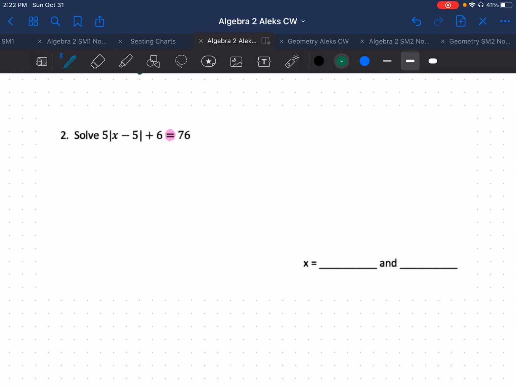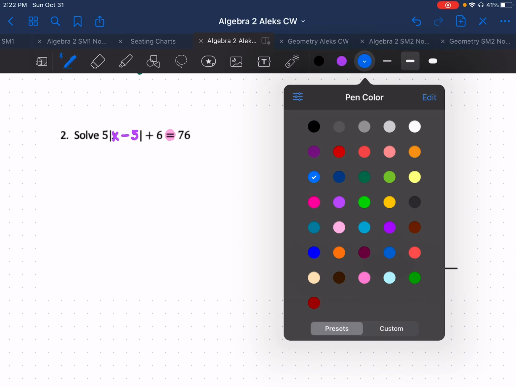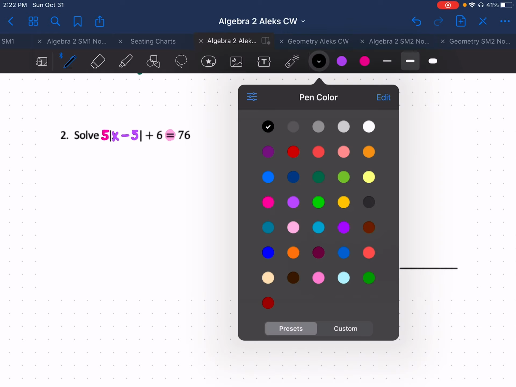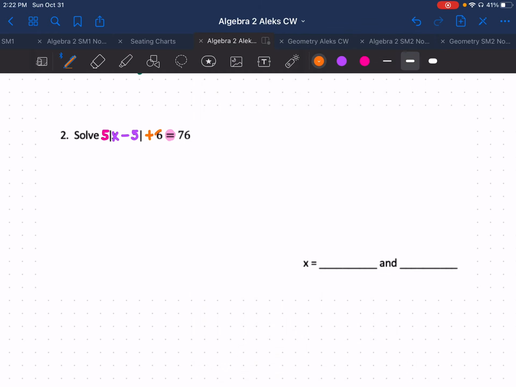Before I can go ahead and solve this, remember I have to make sure that the absolute value is by itself. Alas, it is not. I have to get rid of the 5 in the front, and I have to get rid of the plus 6 that's after the absolute value. So I'm going to draw my line, and I can think of this like 5x plus 6 equals 76. To solve that equation in the laser, I would go ahead and subtract 6. So I'm going to do that here as well.